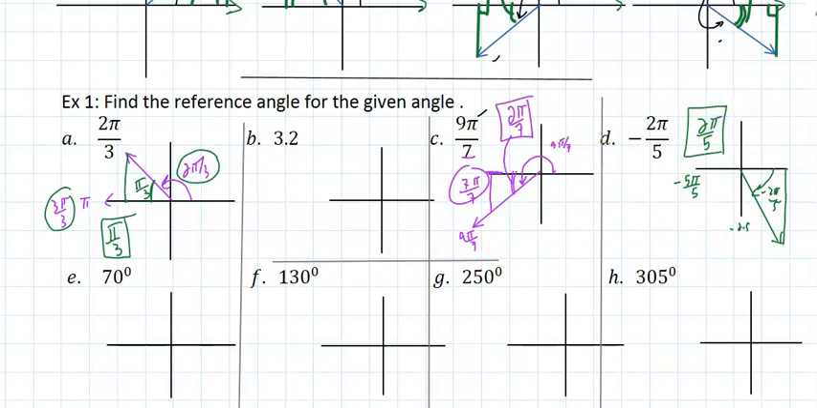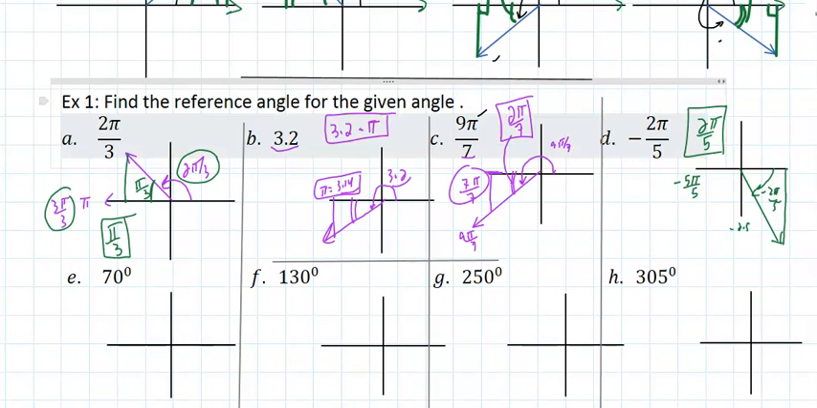And what if they try to trick us? Do you know what 3.2 is? Isn't this pi? Isn't pi 3.14? Isn't that a number? So 3.2 radians, isn't that a bit past pi? Just a bit. So how do you think we find that angle? We take 3.2 minus 3.14. Or we say it is 3.2 minus pi. We never use 3.14. We use pi instead. That would be the reference angle.